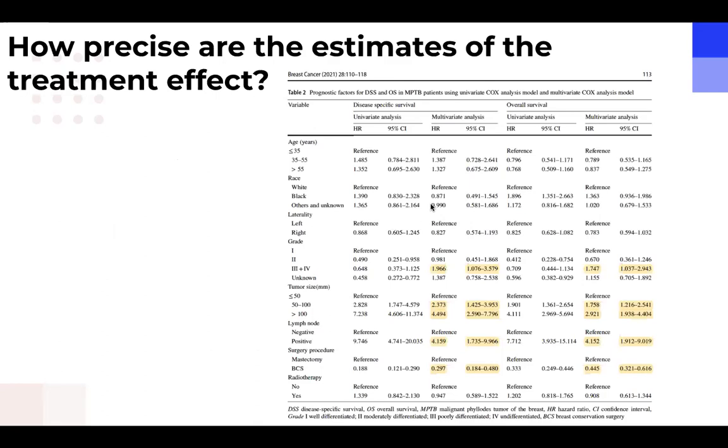Next, how precise were the estimates of the treatment effect? Looking at the multivariate analysis, specifically at the hazard ratios and confidence intervals computed, it showed that a poor tumor differentiation grade, larger tumor size, and lymph node metastasis were associated with reduced survival, while undergoing breast-conserving surgery was a protective factor of disease-specific survival and overall survival.